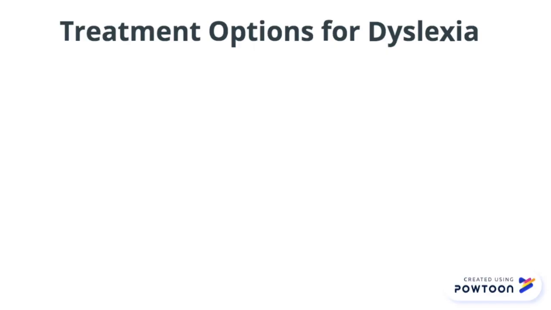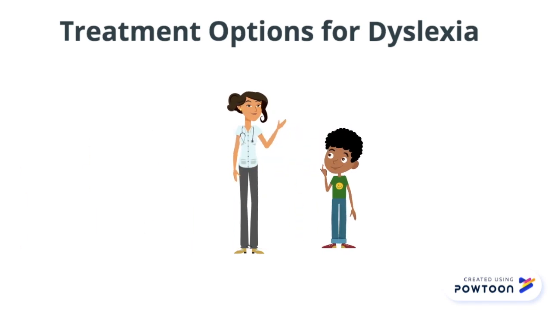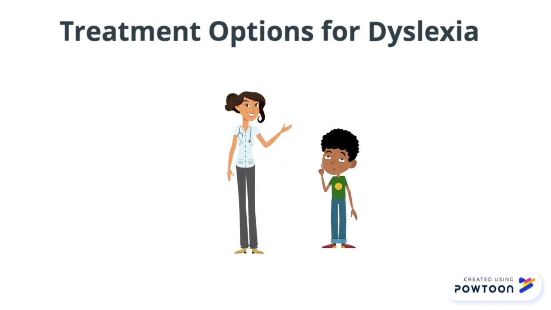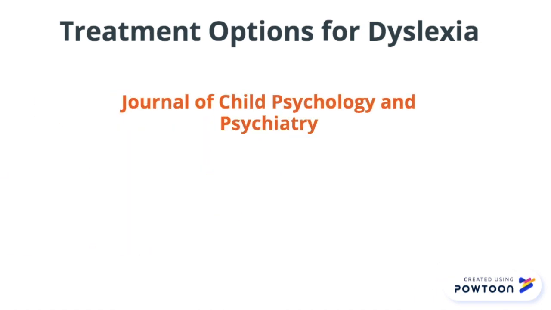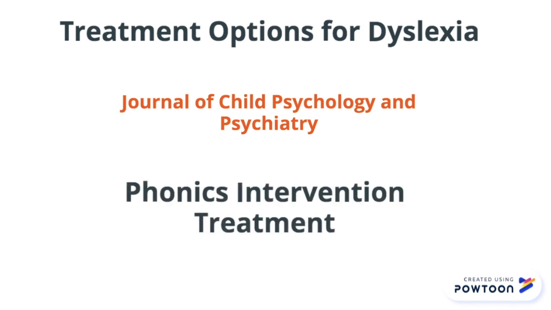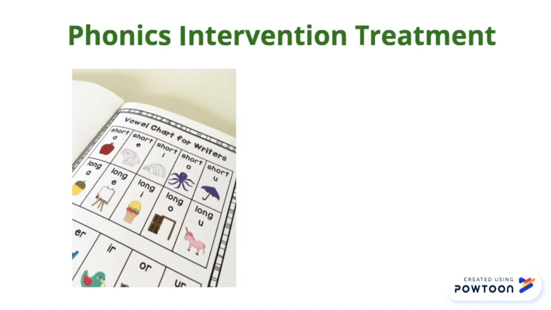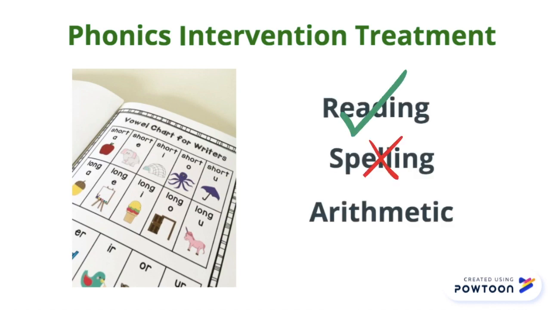I actually chose this topic as my first choice because I have dyslexia and I wanted to learn more about it. So the additional source, I wanted it to be something regarding treatment options for people with dyslexia. An article posted in the Journal of Child Psychology and Psychiatry found that phonics intervention treatment, that is a method of teaching people to read by correlating sounds with letters or groups of letters, was effective to help people with reading but not spelling or arithmetic.